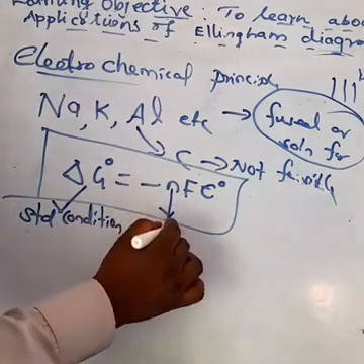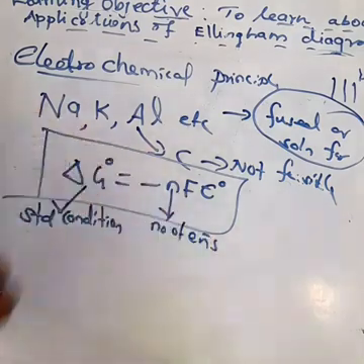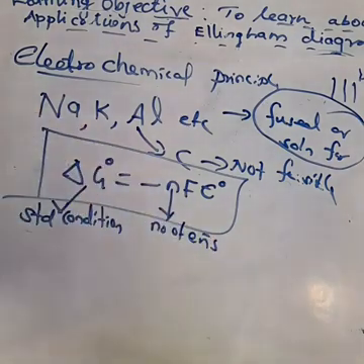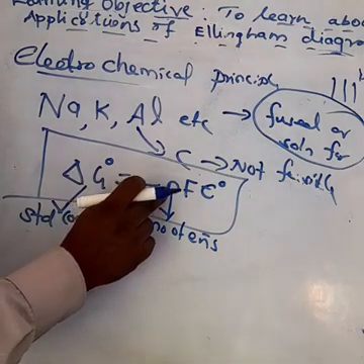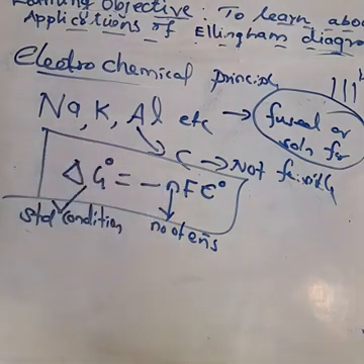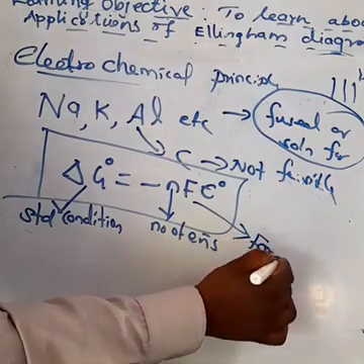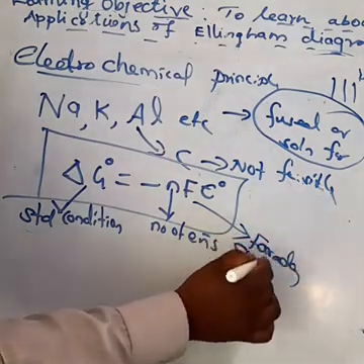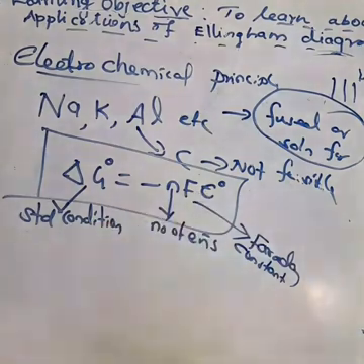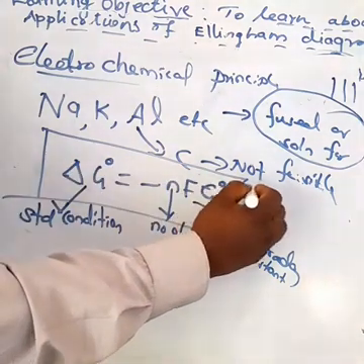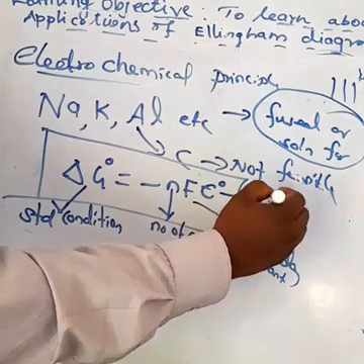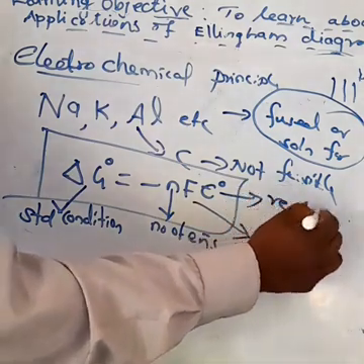What is n? It means the number of electrons involved in the reduction process. That is a small n, okay? F is the Faraday, which is a constant value. And E naught is the standard electrode potential of the redox couple.